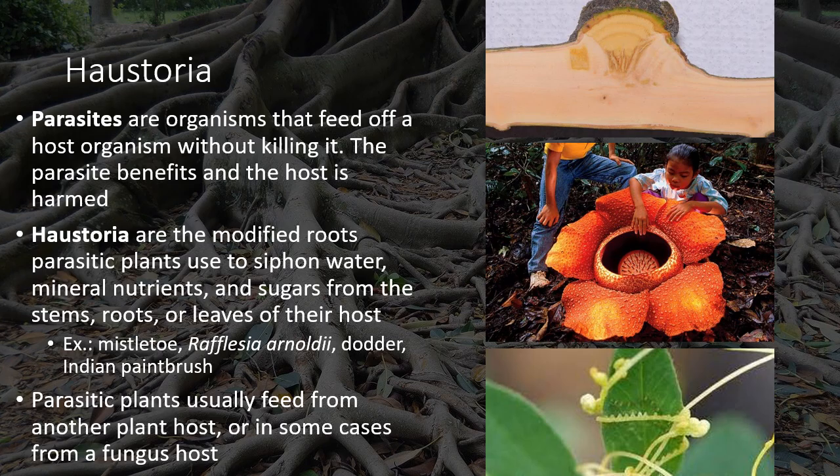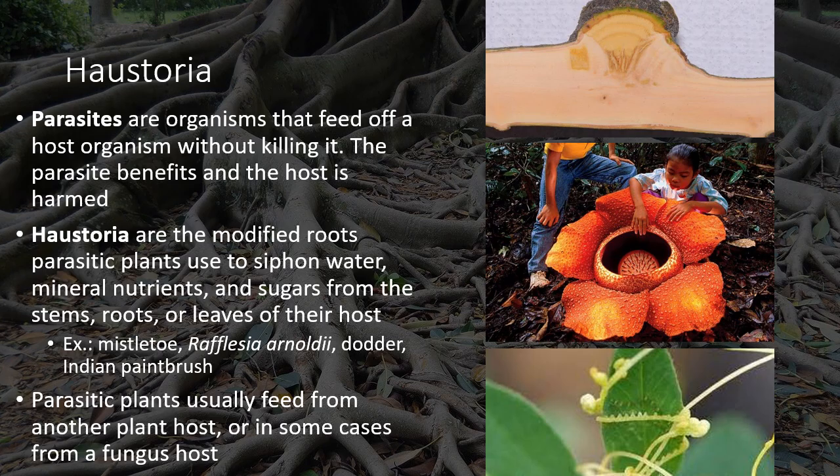This haustorium invades the branch to such an extent that you can see the branch is much thicker before the haustorium, and then it's much thinner after the haustorium. The mistletoe is actually drawing off really large amounts of water and mineral nutrients, and that actually reduces the growth of the branch farther down.